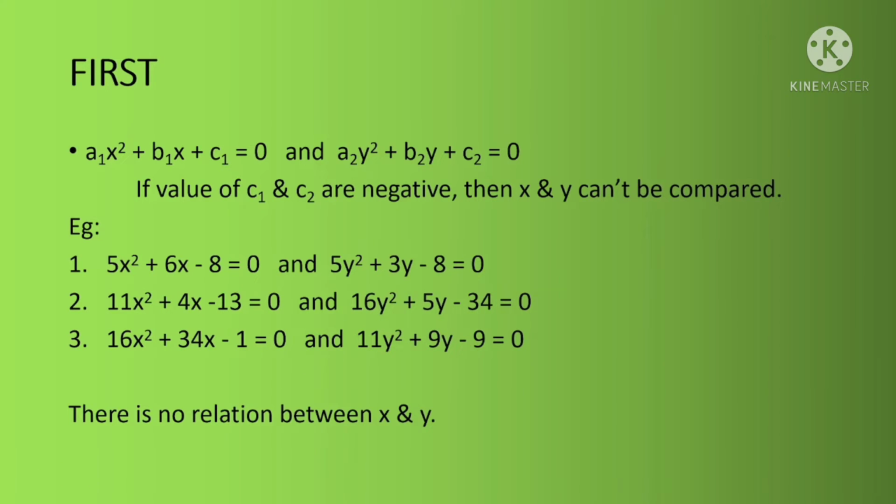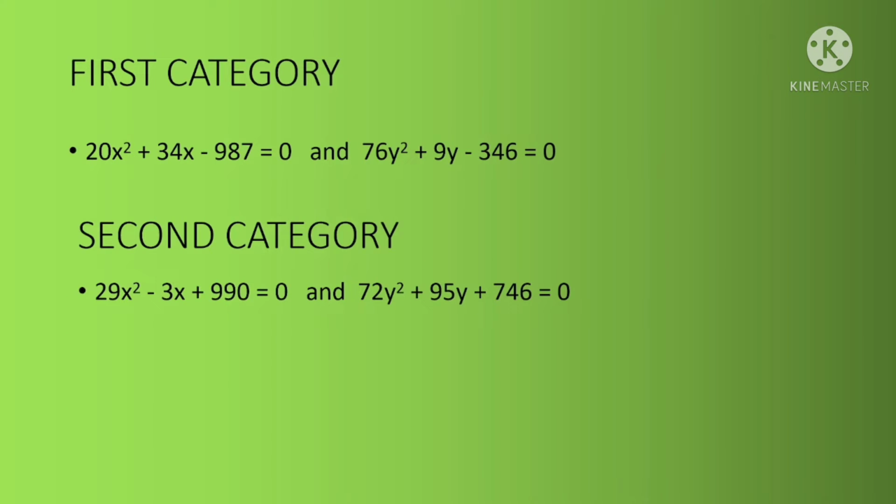And we just come back to the previous question, the first category: 20x square plus 34x minus 987 is equal to 0, and 76y square plus 9y minus 346 is equal to 0. Since both the values of c1 and c2 are negative, we cannot compare x and y. Hence the first category we have finished with ease, and then we are going to the second category.